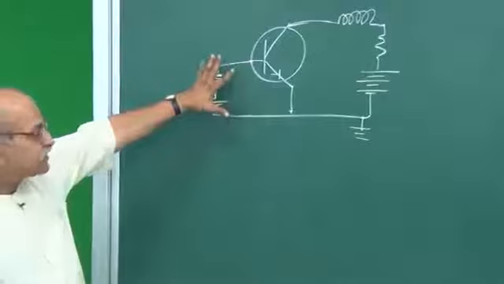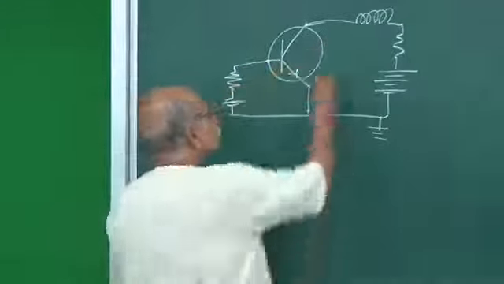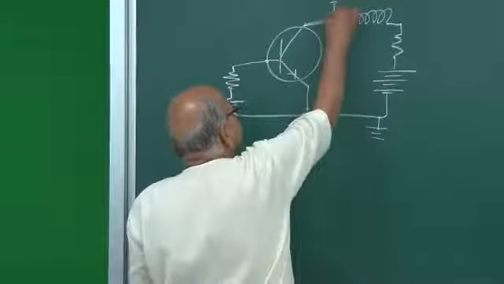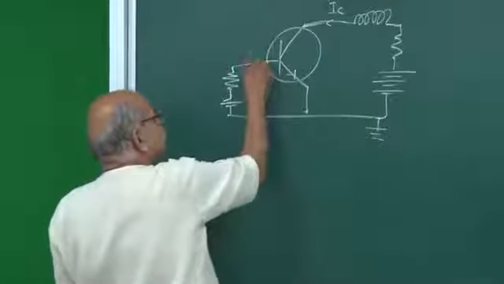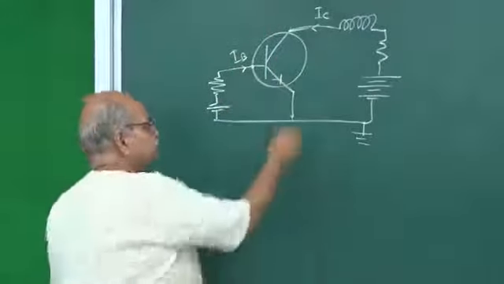So here is the control, and if the switch is open, this is in cutoff mode. There is no biasing there. Since there is no biasing, no current, and therefore no current from here also. So this IC is also zero. Okay, this IB is here. If IB is 0, then IC is also 0. This is IE.